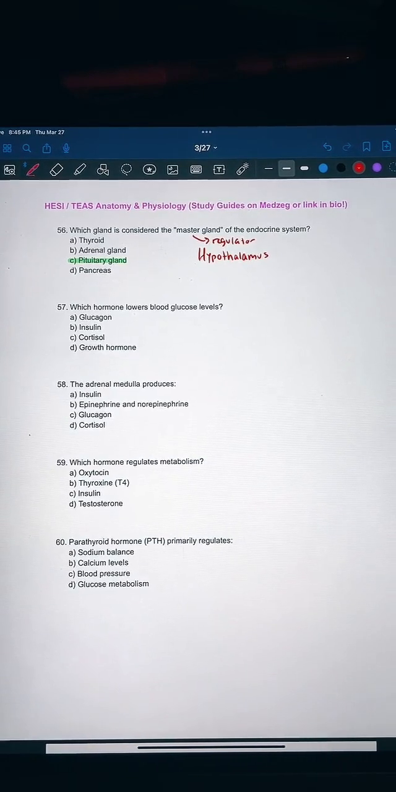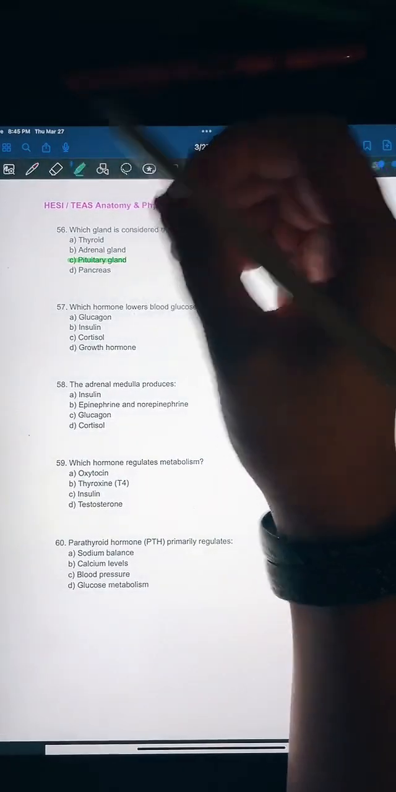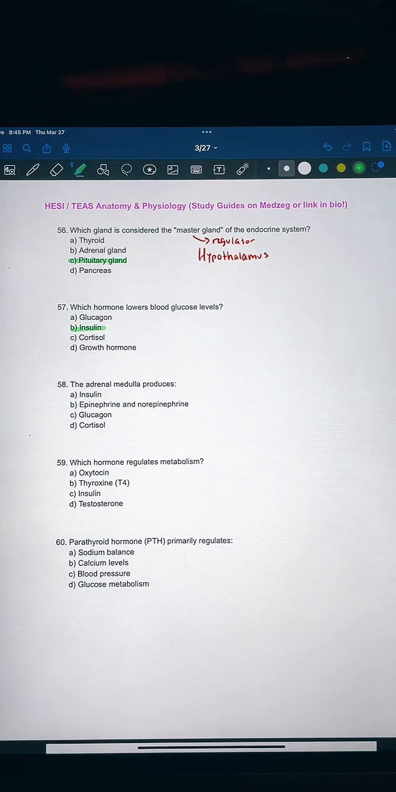The answer is insulin. Insulin lowers blood glucose. Glucagon is going to increase blood glucose. It promotes glycogen breakdown in the liver.